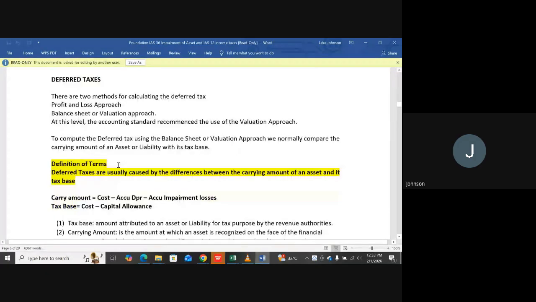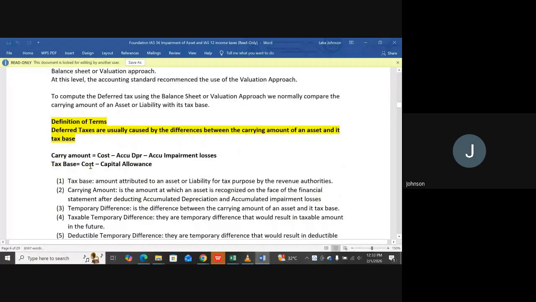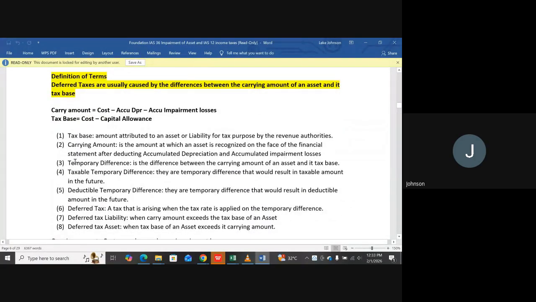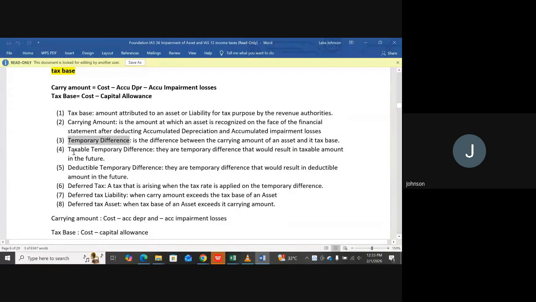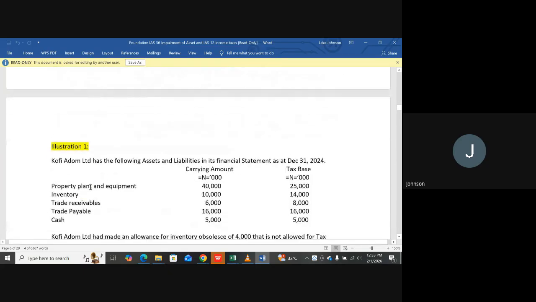Now when there is a difference between your carrying amount and your tax base, it gives rise to what we call temporary difference. And those temporary differences are either taxable temporary differences or deductible temporary differences. When you say something is taxable, it means that it's going to create a liability for us in the future. Something deductible is going to create an asset for us in the future. We've been able to look at all these things.